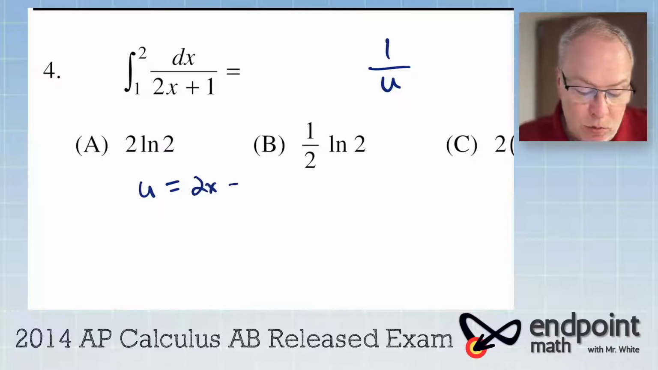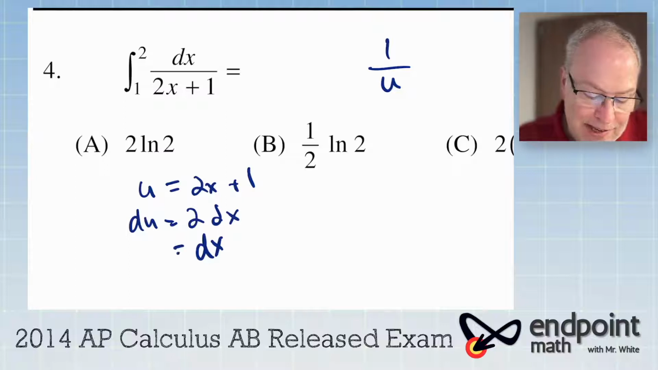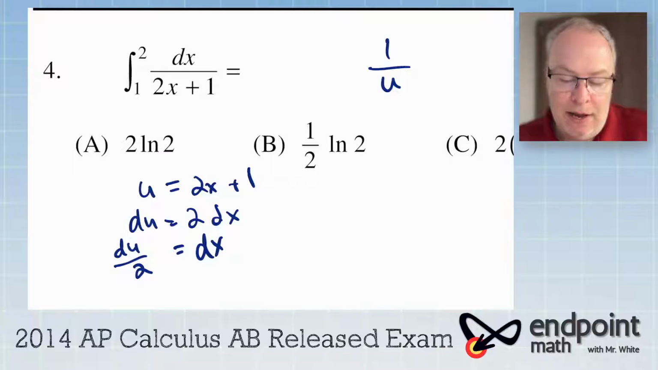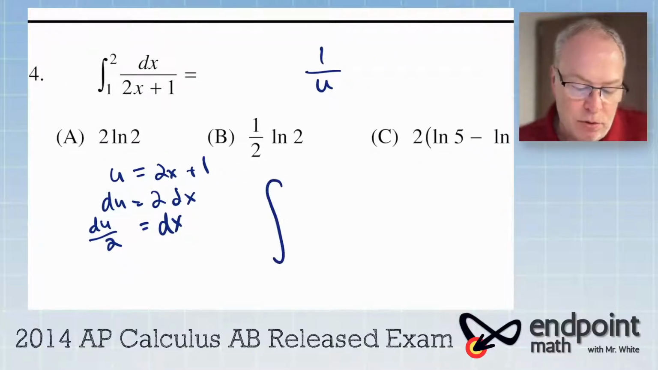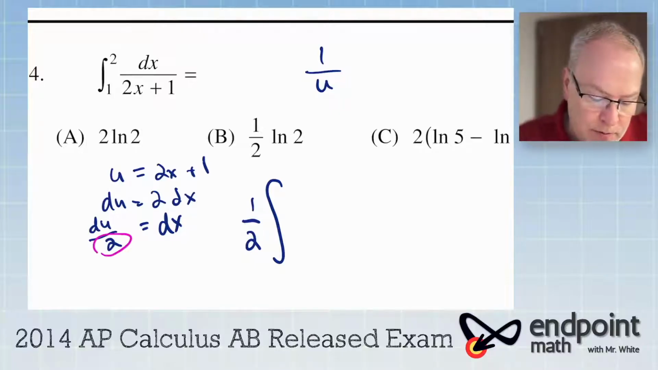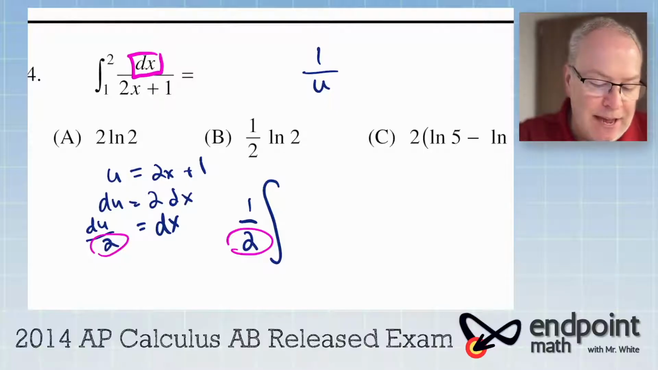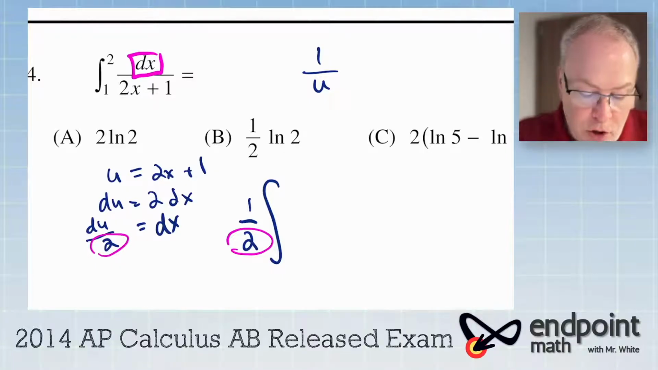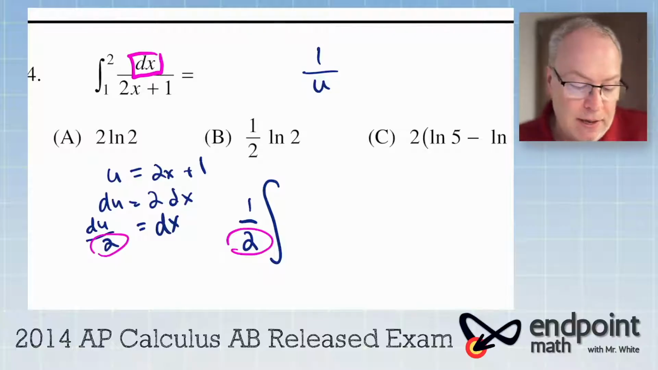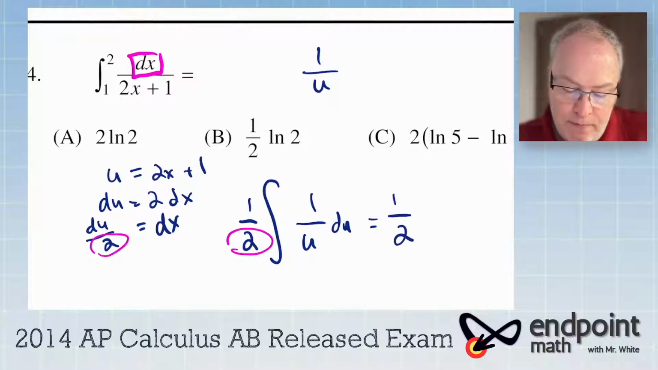u equals 2x plus 1, and then I write du equals 2 dx. So therefore dx is the same thing as du over 2. Notice that 2 is in the denominator. So when I rewrite the integral, I could put a 1/2 on the outside. That 1/2 comes from this guy right here, because I'm putting that in for dx, as you know. Hopefully this is just all review for you and easy peasy. This is 1 over u du, which is 1/2 ln u evaluated from.